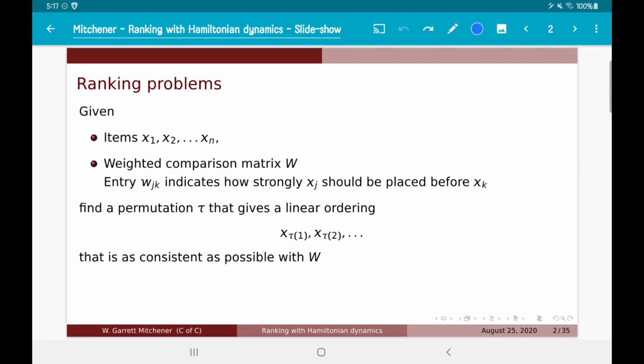Formally, we're looking to put these items in an order that is as consistent as possible with that given information, and that takes the form of a permutation that puts the items in that order. Now, as to what exactly it means to be as consistent as possible with W, well, that's a fuzzy concept, and this is where the data science and machine learning comes in. If you're given contradictory or incomplete information, what do you do? That's the challenge of these problems.